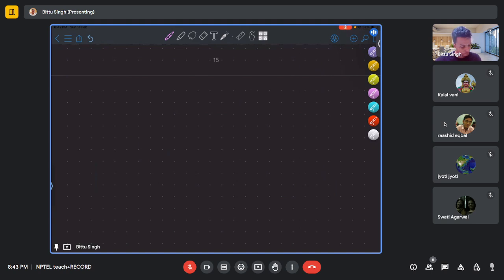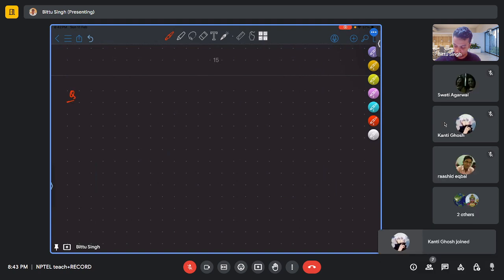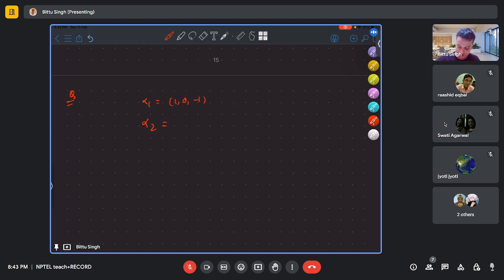Here is a question. Given alpha 1 is (1, 0, -1), alpha 2 is (1, 1, 1), and alpha 3 is (1, 0, 0). Given B equal to {alpha 1, alpha 2, alpha 3}, this is an ordered basis. Ordered basis means you cannot change the order of the elements. You cannot interchange the order.